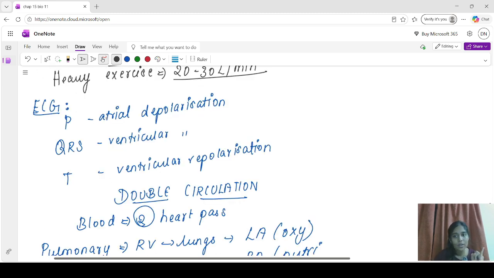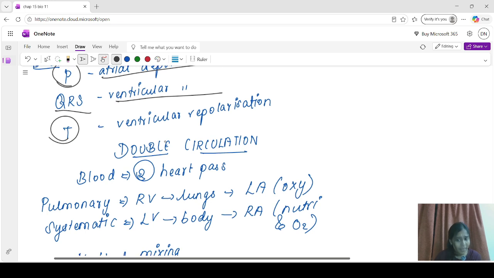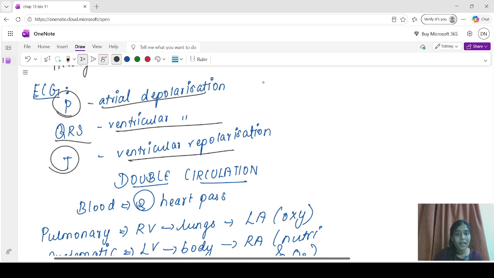ECG is nothing but electrocardiogram, which records electrical activity. So there are types of waves. One is the P wave, another is the QRS complex, and the next is the T wave. So what is the P wave? The P wave represents atrial depolarization, the QRS complex reflects ventricular depolarization, and the T wave reflects ventricular repolarization. These are the three terms that you have to keep in mind. That is more than enough.